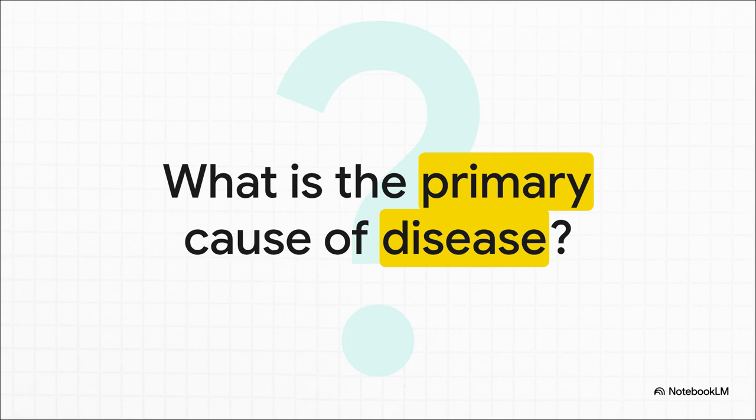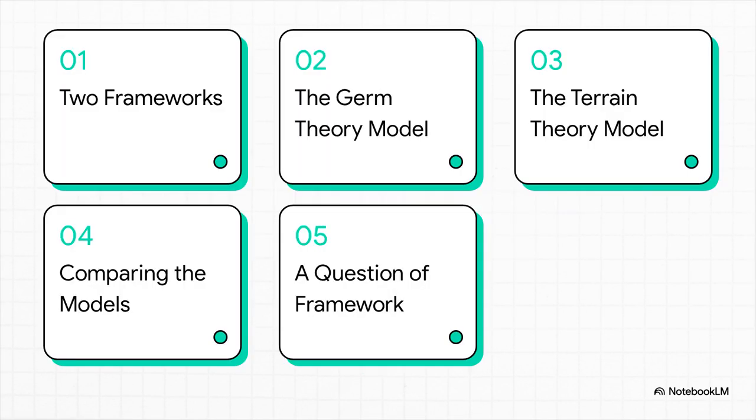Is it some sort of external invader coming from the outside, or is it more of an internal imbalance happening on the inside? The way these two theories answer that question has shaped medicine in profoundly different ways. So here's how we're going to break it down. We'll start by introducing the two frameworks, then we'll dive into the germ theory model, followed by the terrain theory model. After that, we'll compare them side by side and wrap it all up with a final thought.